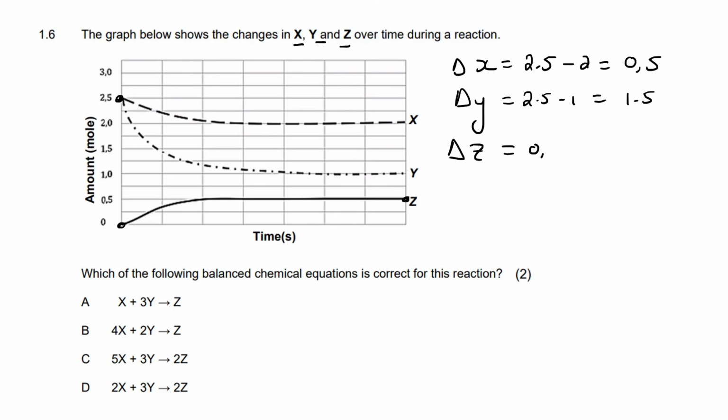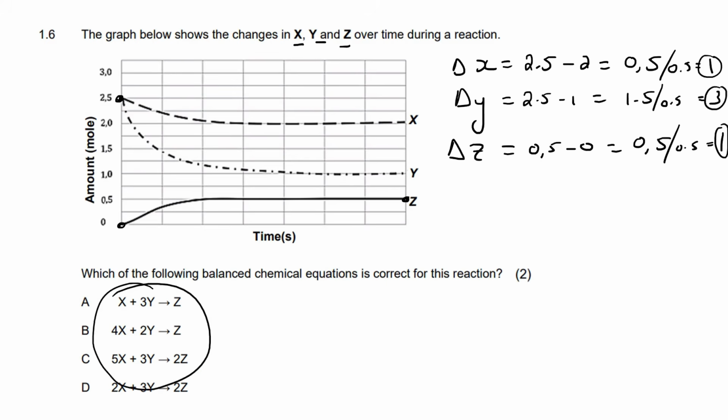So let's just say 0.5 minus 0. So it changed by 0.5. If you now look at these, let's simplify those into a simplified ratio. I know that if I divide all of these by the smallest number, by 0.5, it's almost like doing empirical formula. We're getting 1, 3, and 1. Those are going to be the mole ratios that you need in the chemical reaction.